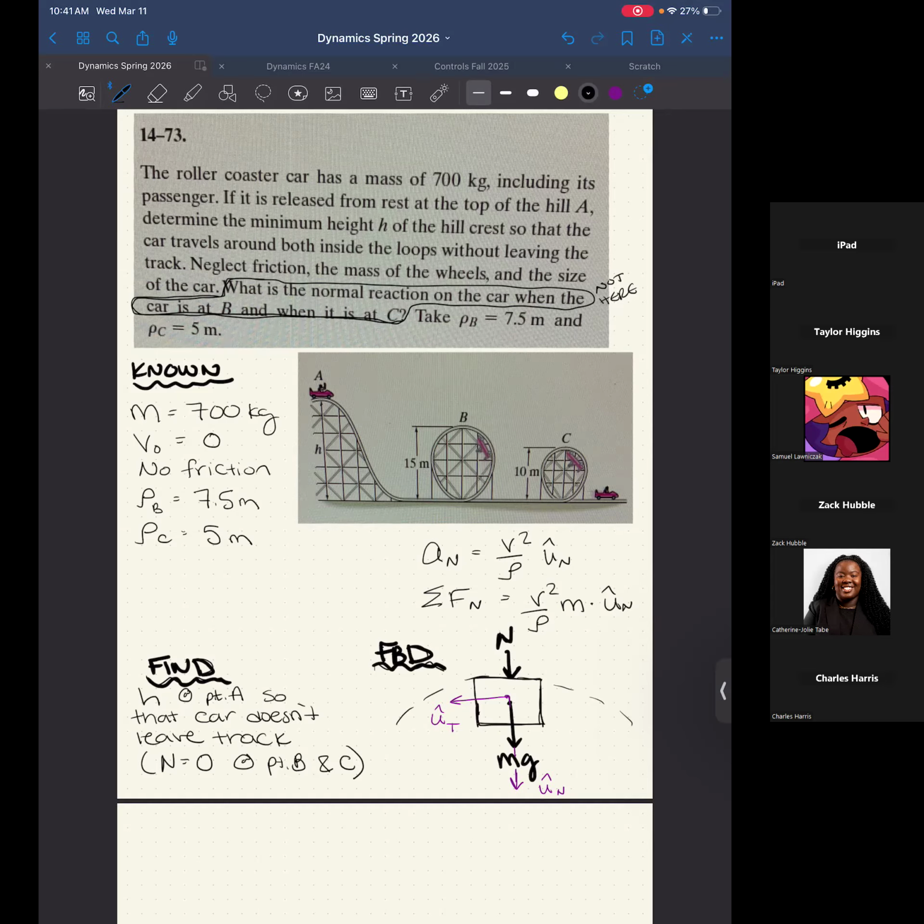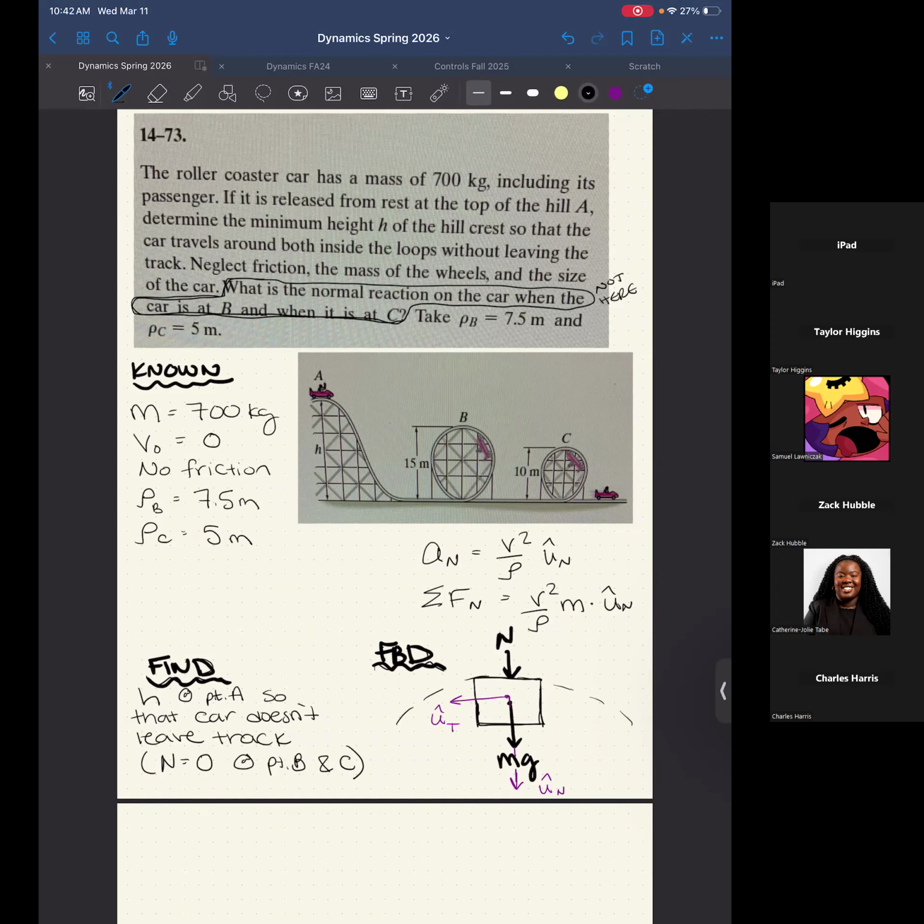We can prove it with math as well, though. If you solve for the height necessary at A to make it through B, it'll be a higher value than the height necessary at A to make it through C. So we can show that mathematically as well.